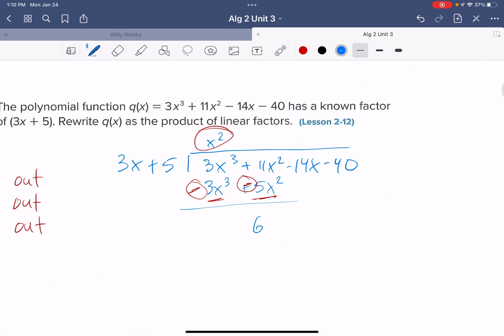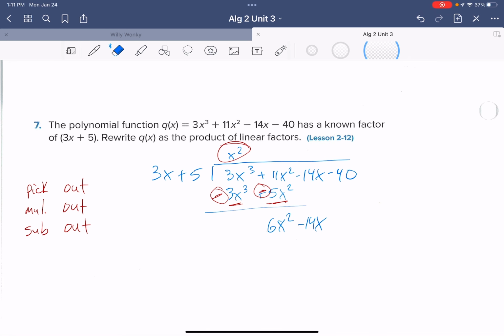So then you get 6x squared minus 14x. Erase. And then you pick out the next thing, all right? Pick it out, multiply it out, subtract it out. And I think that's going to be where I stop with this. So give it the old great effort.